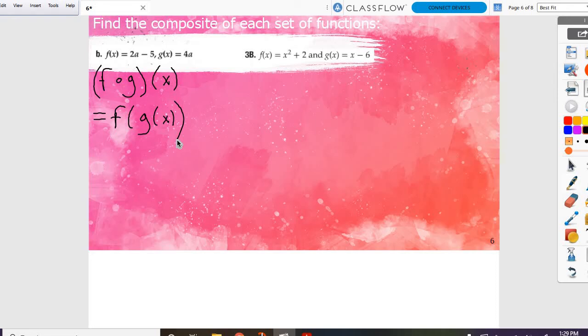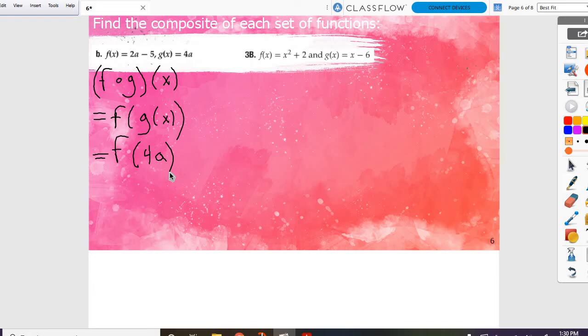So just like before when we were doing our other operations, I want to replace the inside function with what they tell us g is. So they tell us that g of a is 4a. So now we have f of 4a. And we've looked at examples like this before, so remember that we can evaluate a function at numbers, at variables, or at expressions. So here we're evaluating f, or we're going to plug in for f for a.